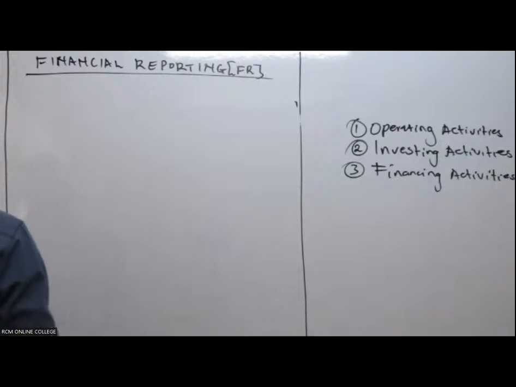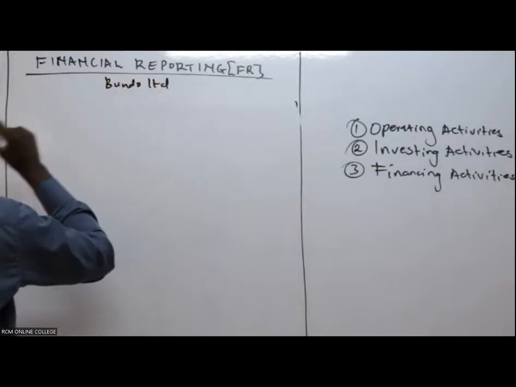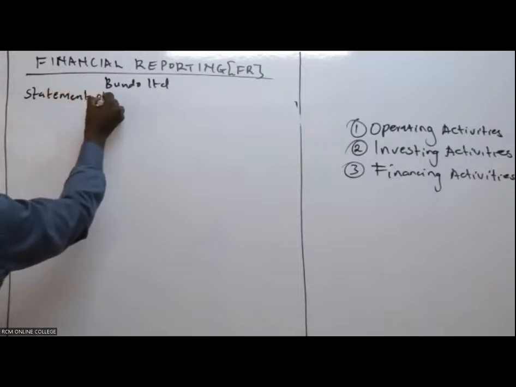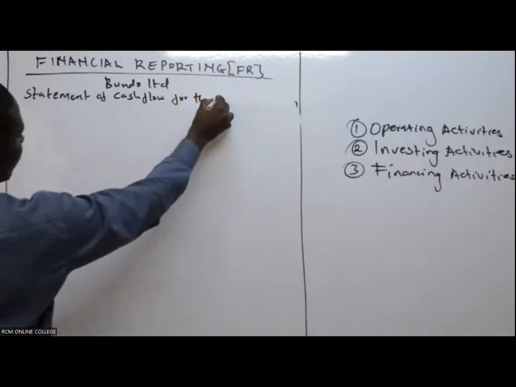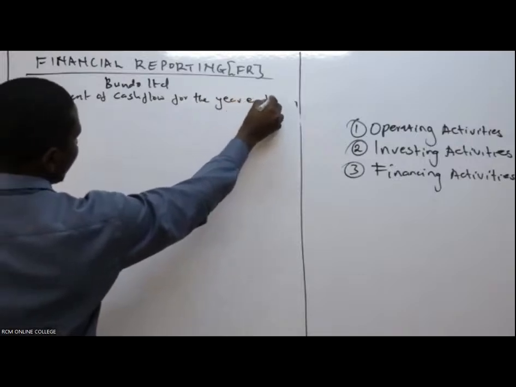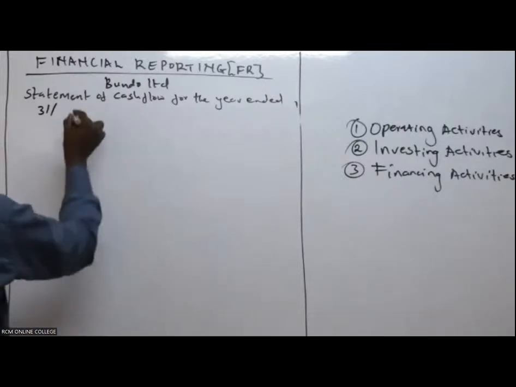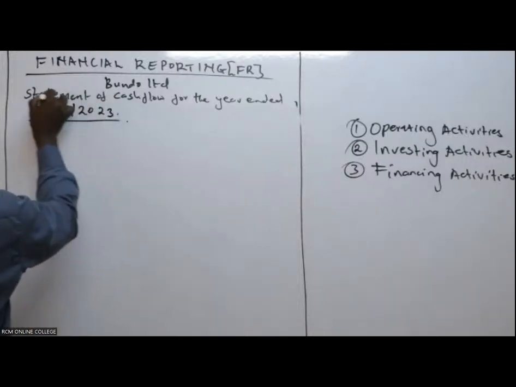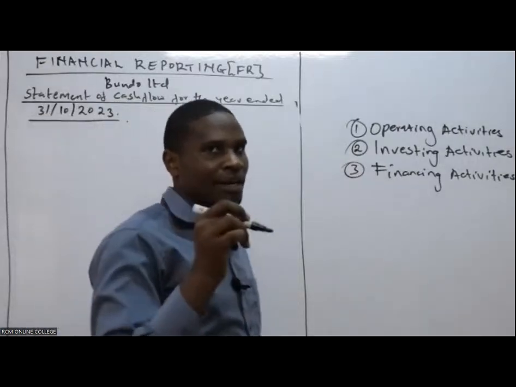Bundo Limited. It is always good to show the examiner that you know the company that you are dealing with. Statement of cash flow for the year ended 31st October 2023. Always scare the examiner by underlining your heading.